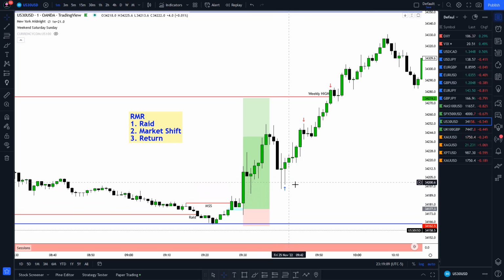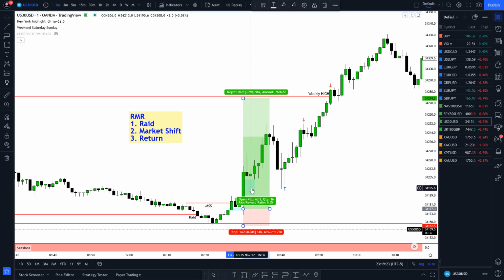So if you're wondering how I got my entry over here at 9:41, this was completely based on a timing entry approach using the Nasdaq. Because if you look to the left, there's no gap in here. There was a gap over here, but this one was filled, so it's no longer valid in my eyes.